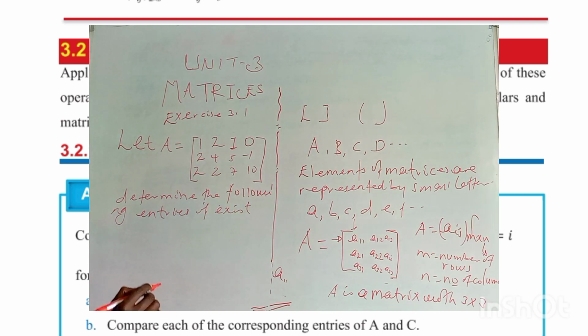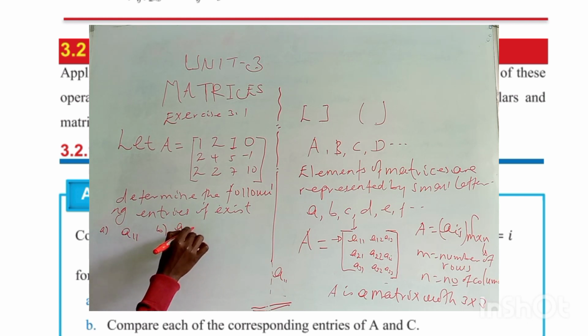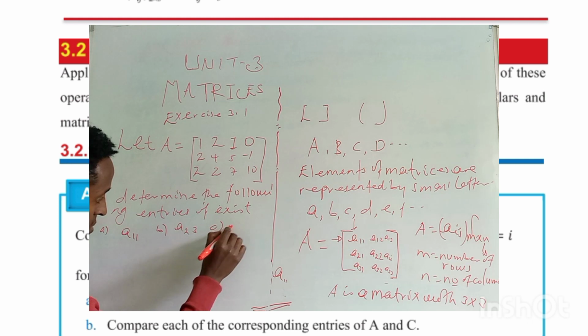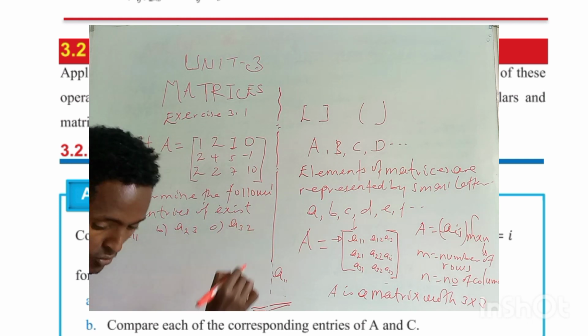The first question is A11. B is A23. For C, we have A32.